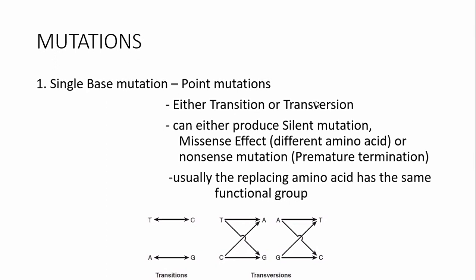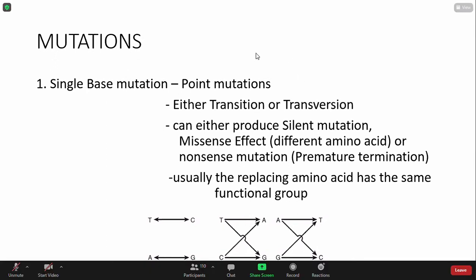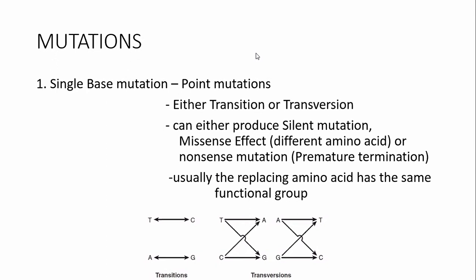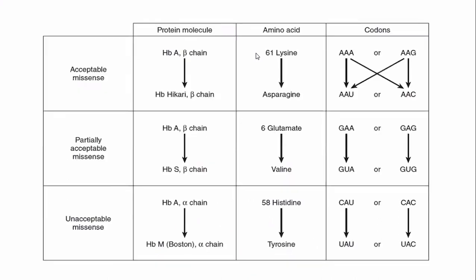Now, meron naman tinatawag na nonsense mutation. Pag sabihin nonsense mutation, yung na-code niya is your terminal codon. Okay? Or your stop codon. That means hindi complete yung protein na na-produce sa nonsense mutation. Okay, please remember the difference between a silent mutation, a missense mutation, and a nonsense mutation. So, acceptable missense, partially acceptable missense, and unacceptable missense. It is based on the clinical picture of the patient.